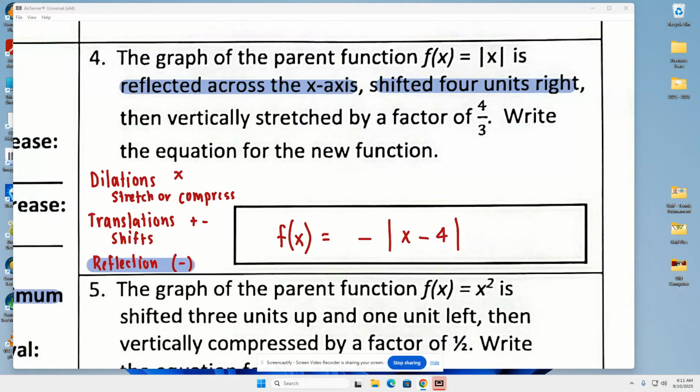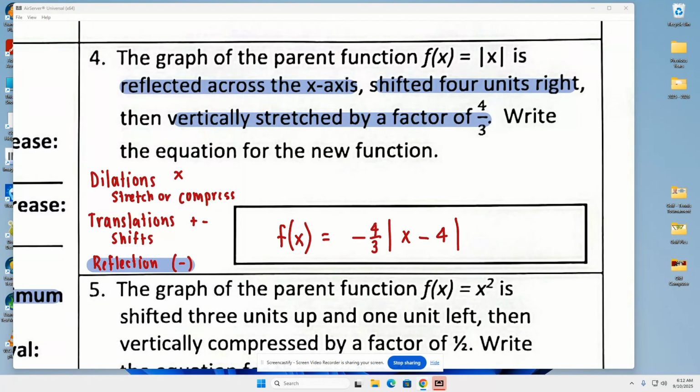Then it says that it's vertically stretched by a factor of 4/3. Again, vertical happens outside. Stretching tells me I'm multiplying. So I'm multiplying by the value 4/3. So that 4/3 needs to be on the outside, and it needs to be with that negative. Now mine got a little crowded. I'm going to move it over just a touch.